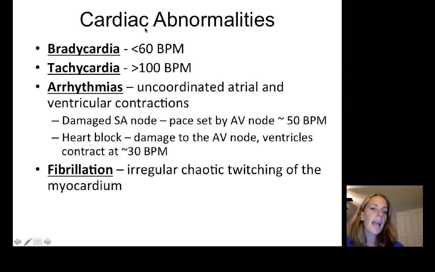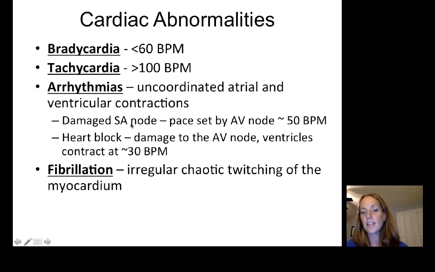So some cardiac abnormalities that can come from different intrinsic conduction system problems. So bradycardia is slow heart rate. Tachycardia is fast heart rate. Arrhythmias are uncoordinated atria and ventricular contraction. So what we're saying here about this pumping, filling that has to happen.